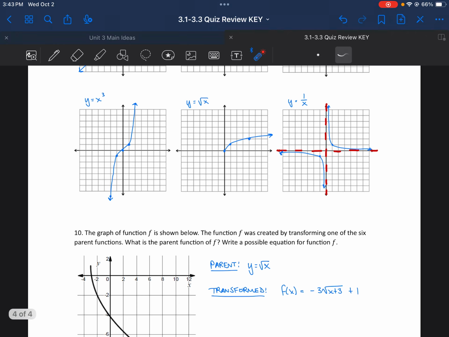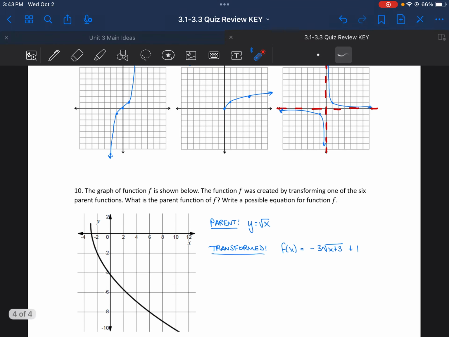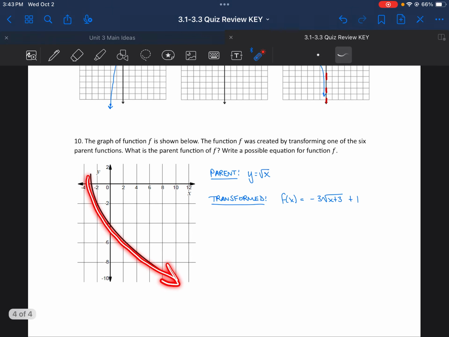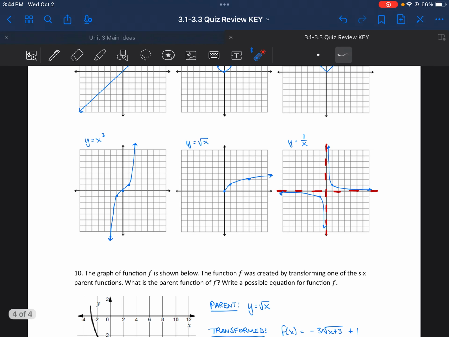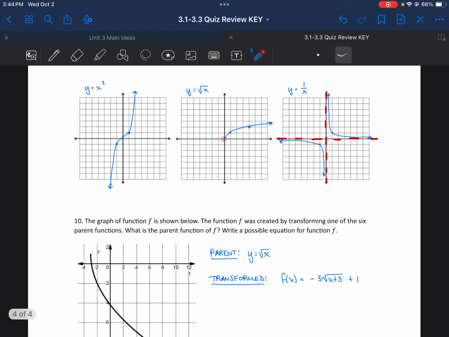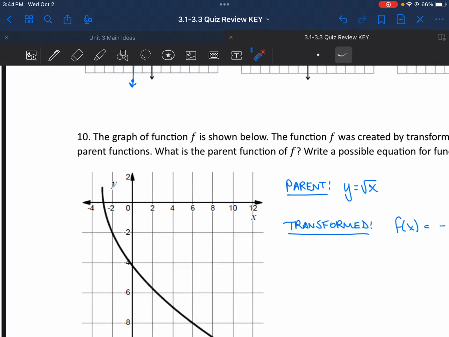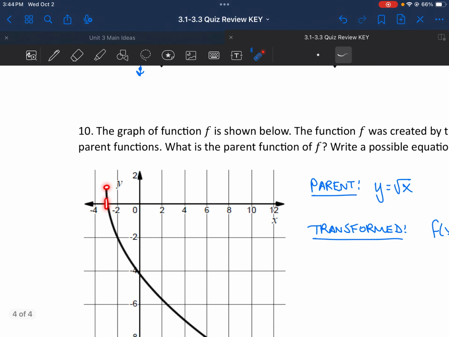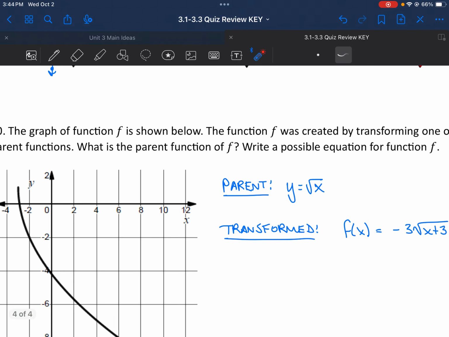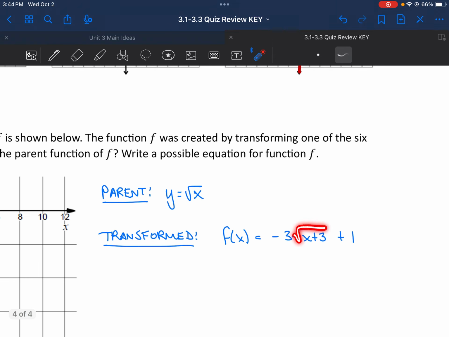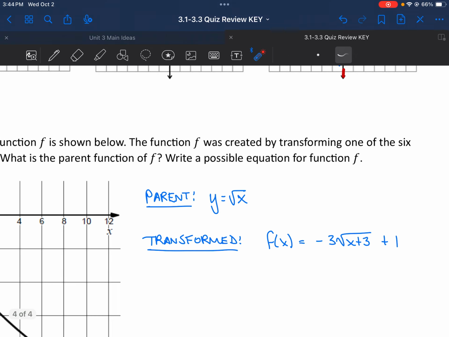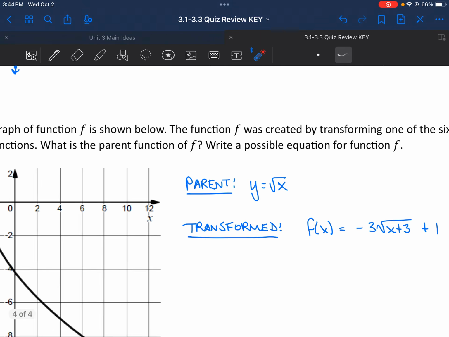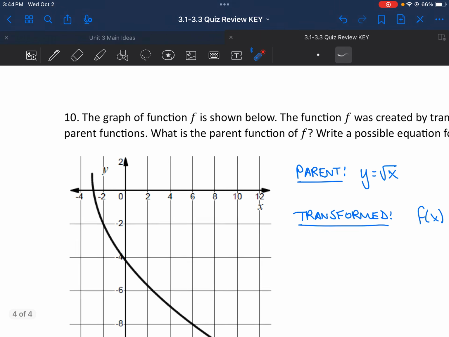So what I see when I look at this parent function, I see that it's been reflected across the x-axis. Okay, we can see the upside down shape to it, okay? But I can also see that it was moved to the left a little bit. Specifically, moved left 3, okay? So I got a square root, plus 3 under the square root is going to move it to the left 3. The negative is going to shift it upside down.